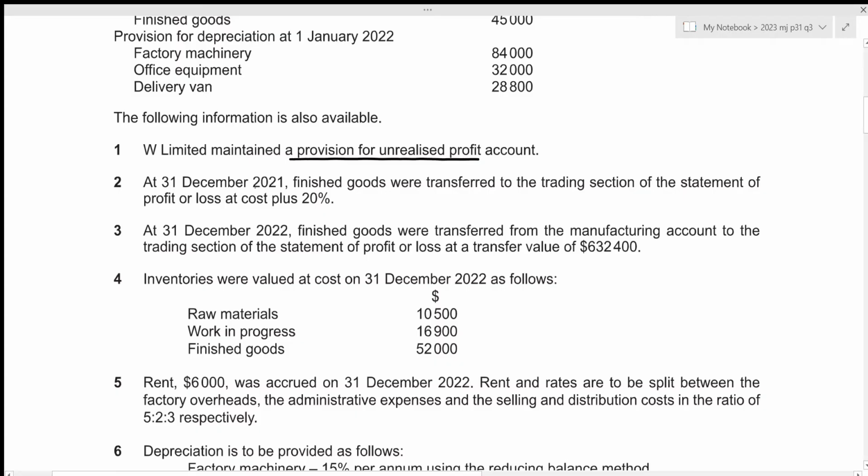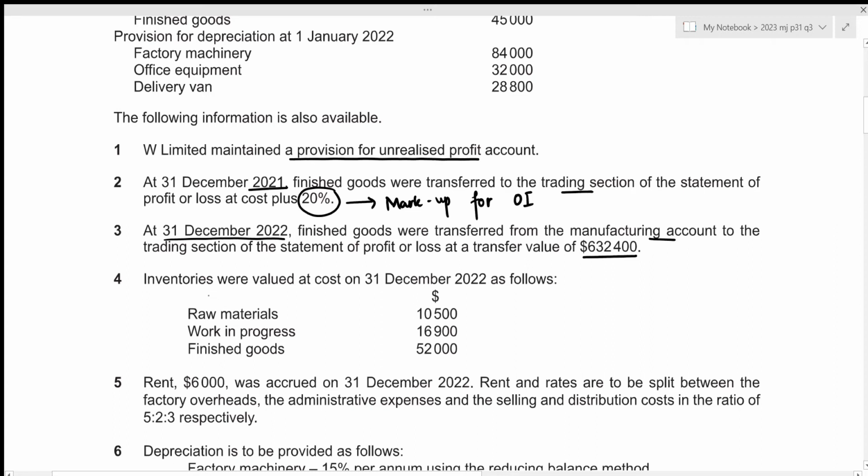Now at 31st December 2021, so this is of last year because the current year is 31st December 2022. The finished goods were transferred to the trading section of the statement of profit or loss at a cost plus 20%. So this is the markup used last year, which means that this is still the markup to be used for our opening inventory. Then at 31st December 2022, finished goods were transferred from the manufacturing account to the trading section of the statement of profit or loss at a transfer value of 632,400. So this is the transfer value for our cost of production for the year ended 31st December 2022.